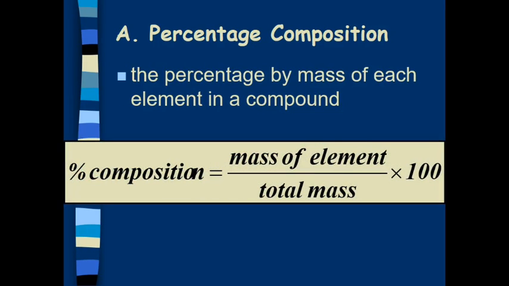The formula for this, or the equation, is percent composition is mass of the element over total mass of the whole compound times 100, and the times 100 is what puts it as a percentage. So make sure you get that in your notes.